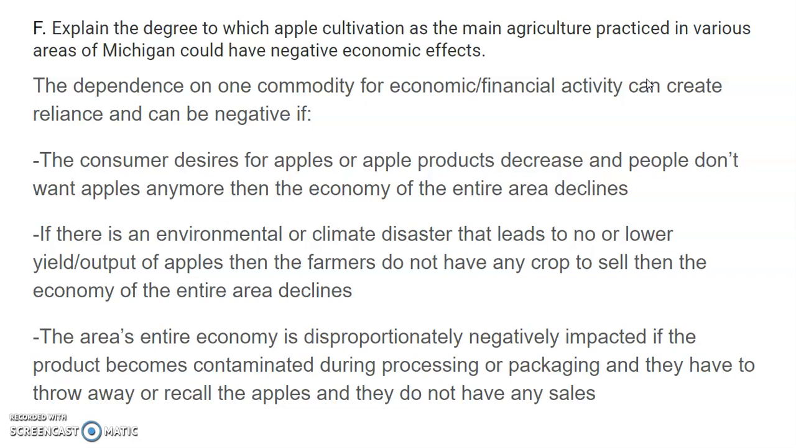Next is F. Explain the degree to which apple cultivation as the main agriculture practiced in various areas of Michigan could have negative economic effects. They could have any of these. The dependence on one commodity for economic financial activity can create reliance and can be negative if the consumer's desire, so the people buying it for apples or apple products, if people no longer want those products, that decreases, and people don't want apples anymore, then the economy of the entire area declines because they no longer are selling apples, then they don't make any money, and then the entire economy declines.